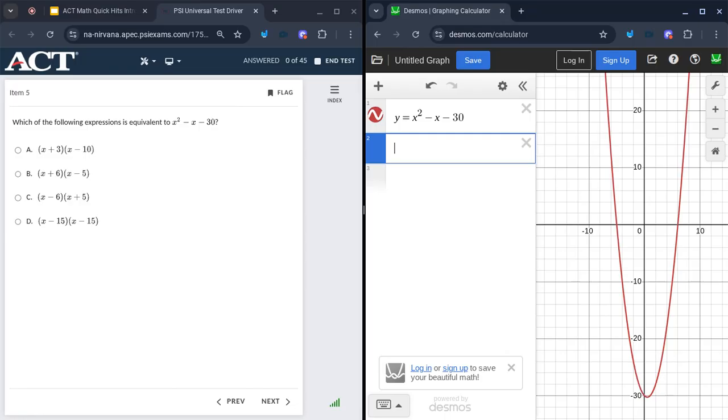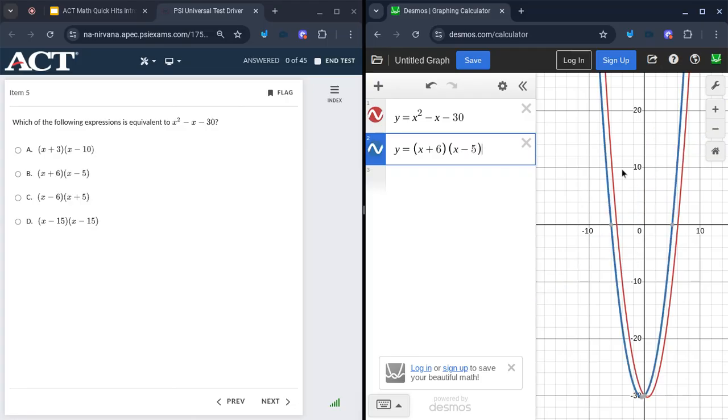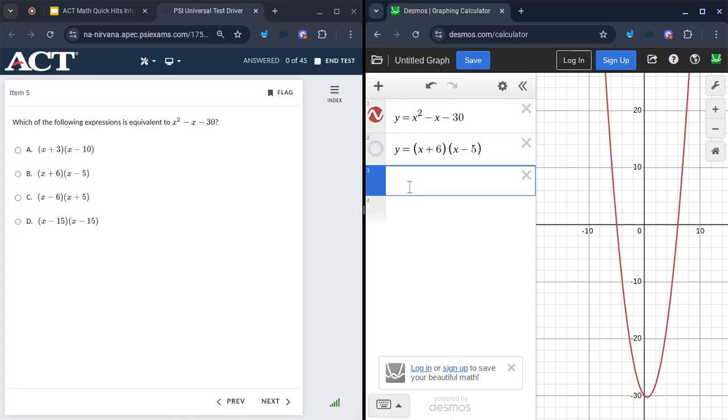So we already know it's not choice A, so I'm not going to bother doing choice A. But if I just go down the line and do x plus 6 times parentheses x minus 5, it would have to line up perfectly, right? It looks very similar, but it's not perfect. It's a little bit to the left of it, so it can't be that one. So let's go to the next one.